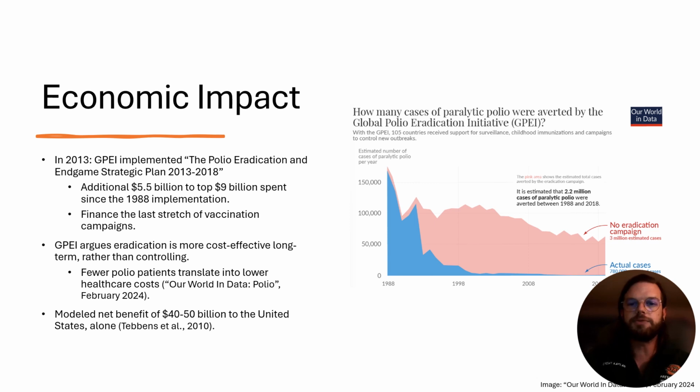As we can see from the Our World in Data chart on this slide, showing how many cases of paralytic polio were averted by the Global Polio Eradication Initiative, an estimated 2.2 million cases of paralytic polio were averted between 1988 and 2018. Were there no eradication campaign, 3 million estimated cases would have been seen.